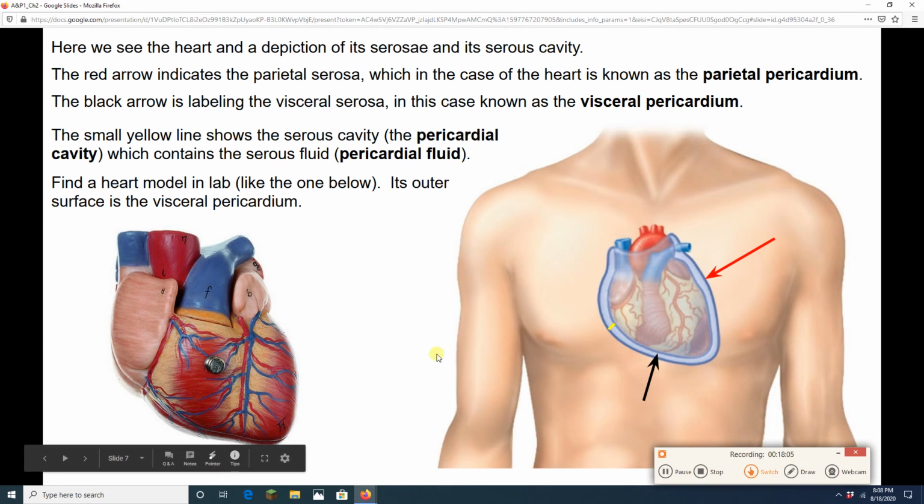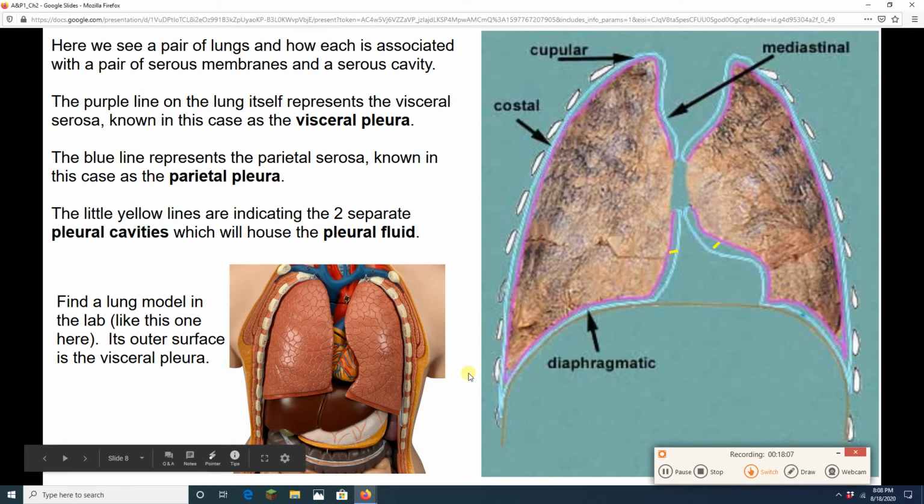Okay, let's look at the lungs. There they are. Look at these nice lungs right here. Each lung has a double membrane around it. The purple line represents the inner membrane. This is the visceral serosa. It's called the visceral pleura. Then the light blue line going all the way around, each lung has one. The light blue line right against those ribs right there, that is the parietal pleura.